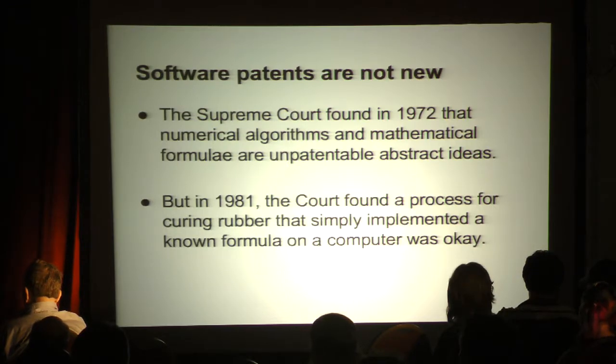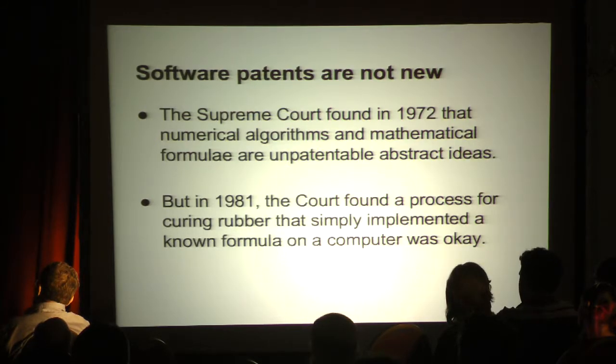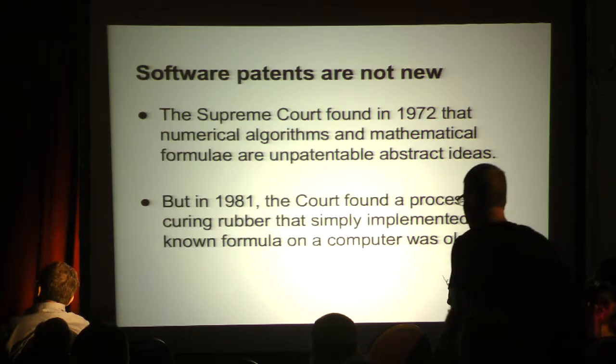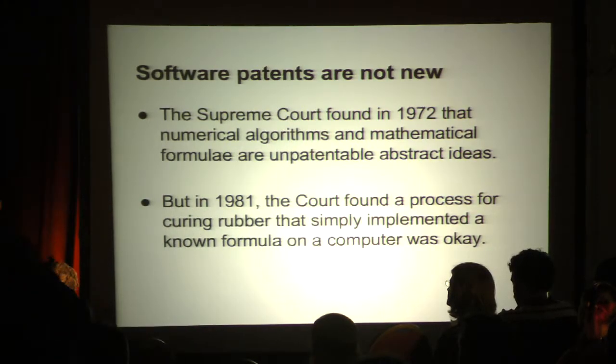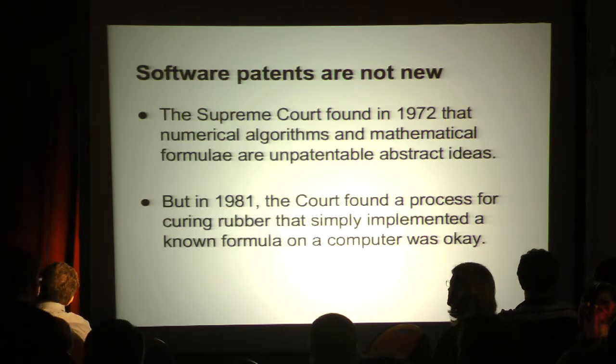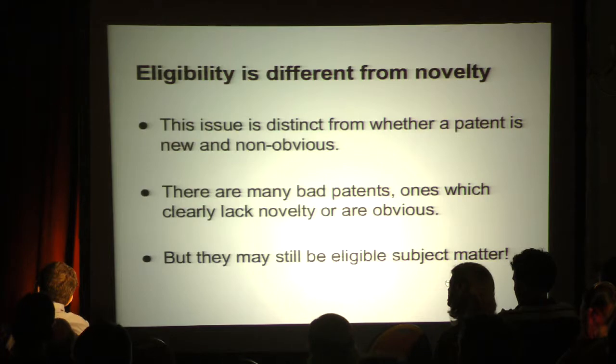So in 1982, the Supreme Court took it in the other direction. In the case Diamond versus Diehr, somebody patented a process for curing rubber, which involved a computer that calculated the exact right temperature and time at which you pull that rubber out, at which point it's no longer goo, now it's a rubber doodad. And because that software was implemented on a computer, and it was implemented in this useful technological process, that software was patentable.